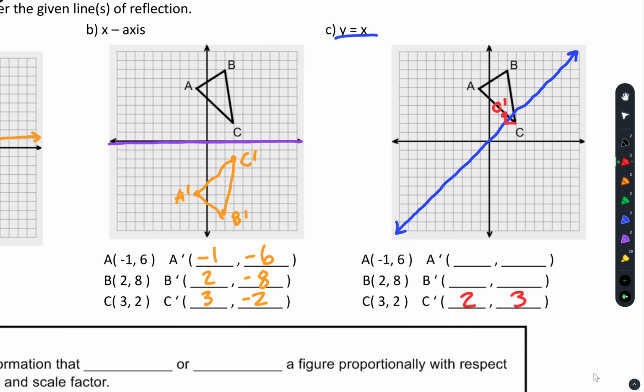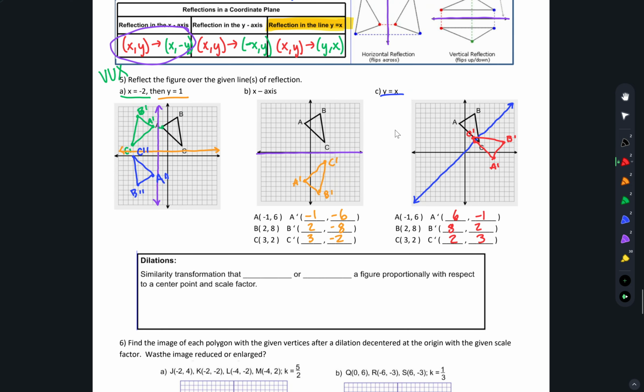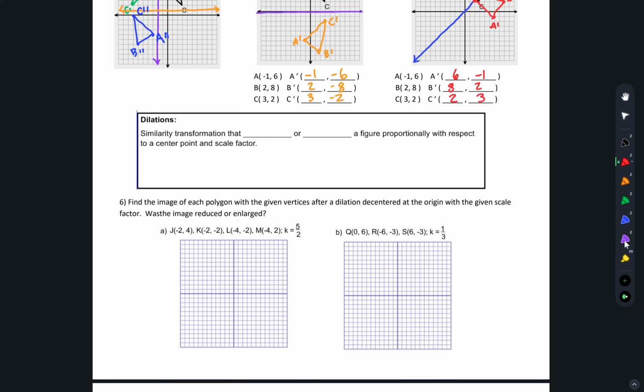Now 2, 8 will become 8, 2 for B prime, which is here. And A prime, 6, -1 will be located right here. And that's pretty much it for reflections. And let's go on to our last one for today, which is dilation.